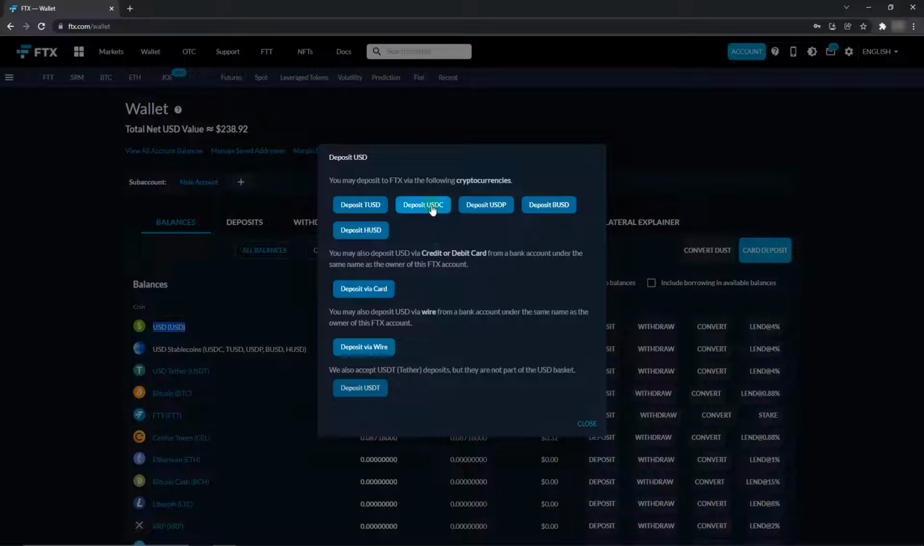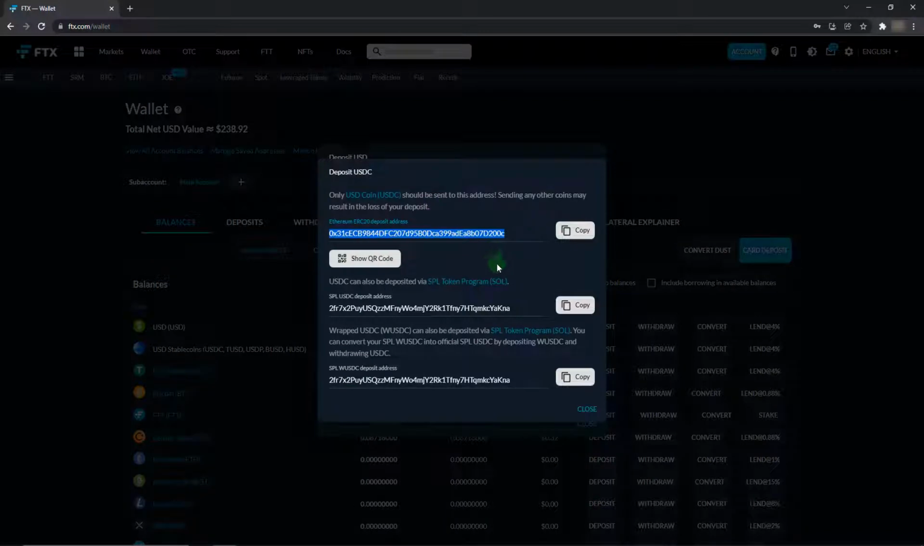And if you were to click over here, you will get the corresponding addresses to deposit USDC. As you can see, depending on the network that you're using, your address will be different. If you're using the Ethereum blockchain, then this would be the address. And if you're using the Solana network, then this is going to be the address, and so on.